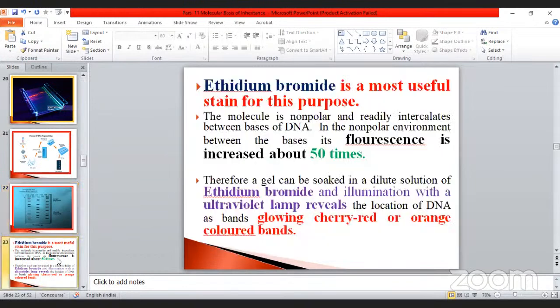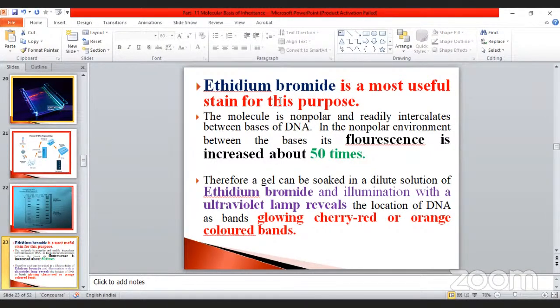Finally, what happened after the separation? Don't forget, my dear, this is very, very important. Ethidium bromide. Say once again, Ajay. Ethidium bromide is mostly used for the staining purpose. If you want to visualize the stain in agarose gel electrophoresis, the agarose gel is also colorless.